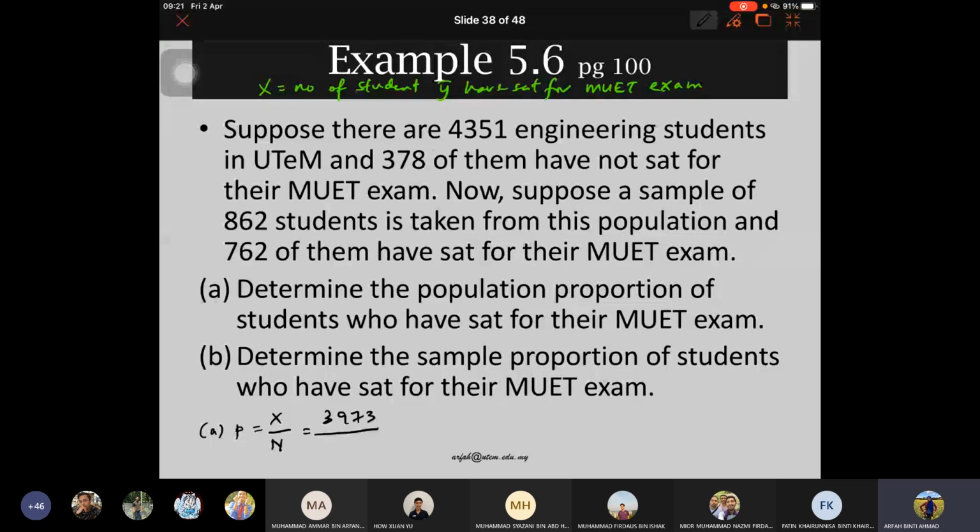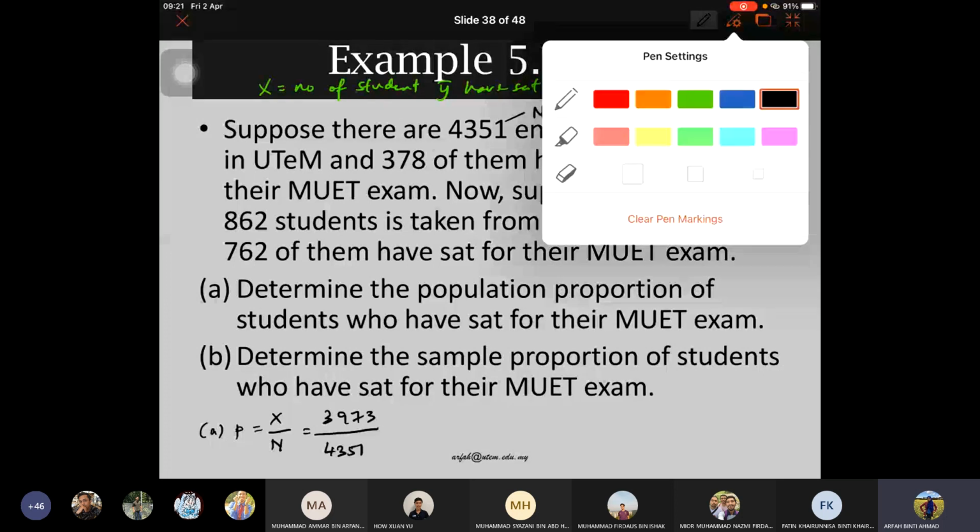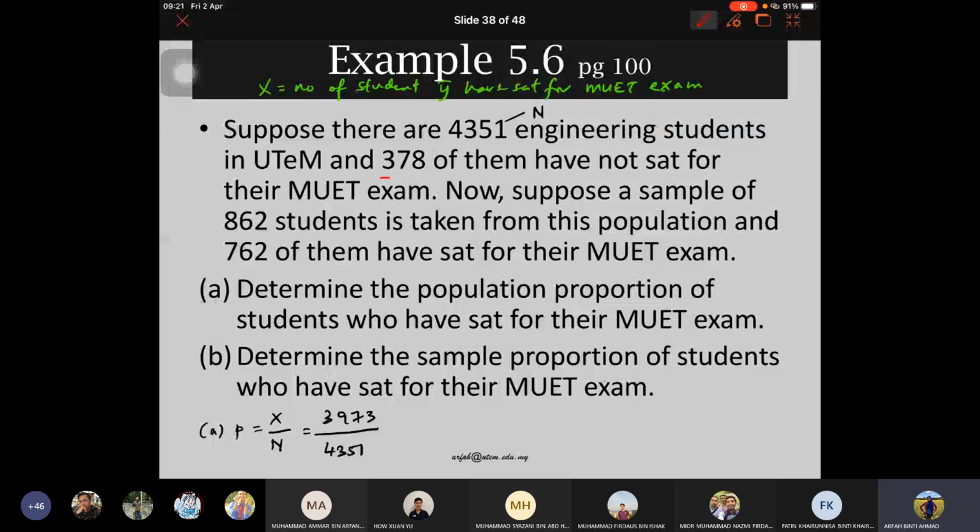Divided by N, which is 4351. So this is your capital N. Because in this question, 378 of them have not sat for their MUET exam. So for this example, capital X equals 4351 minus 378, which gives you 3973. So this is the population proportion. You get it is equal to 0.9131.